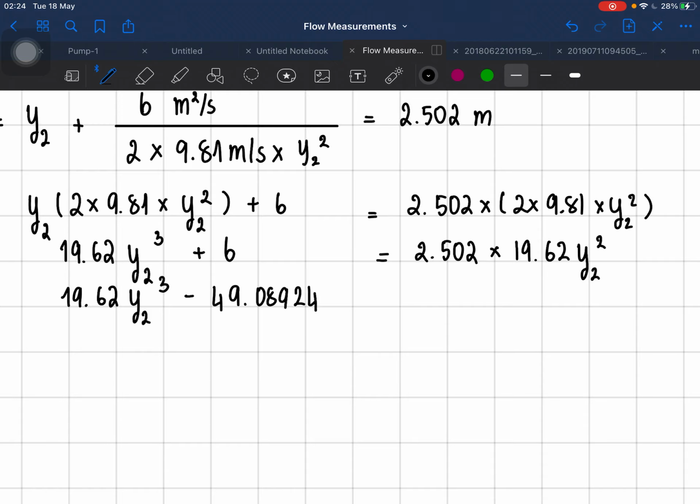24. Do I need to put everything here? Okay, so now let's try again. 19.62 alpha cube minus 49.08924. The reason that I'm putting everything here is because I'm afraid the answer will be something else, like we are missing some part and it is not accurate, so I'm doing my best to put it right here.